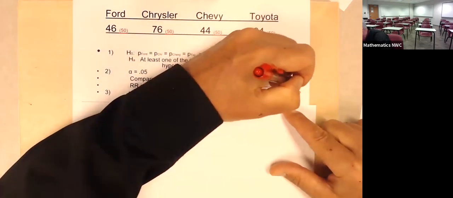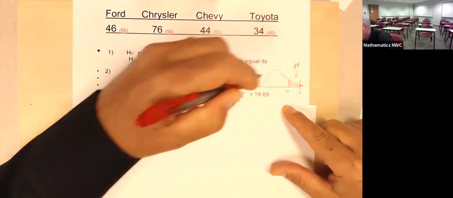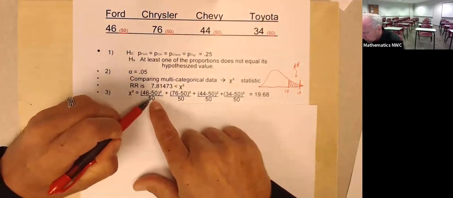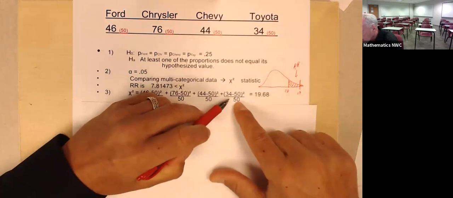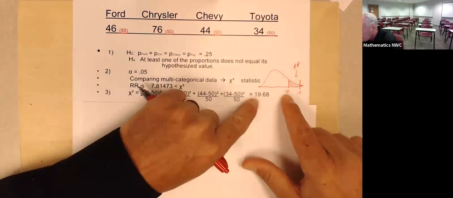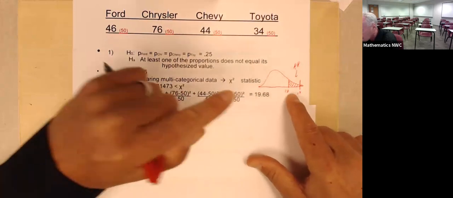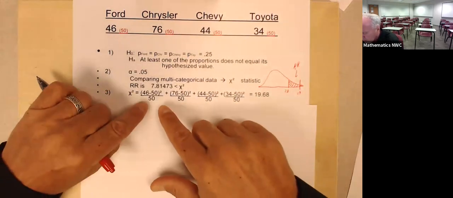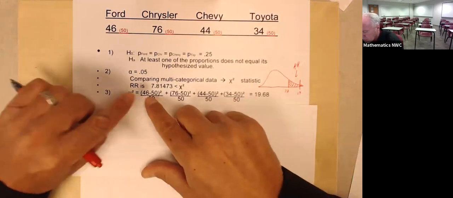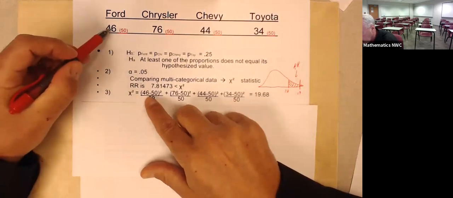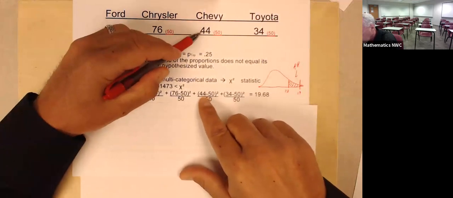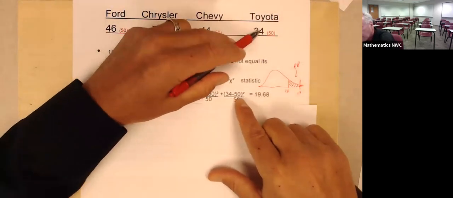All of this is in your rejection region. This one right here generated a large amount. This one, pretty large amount as well. But those two especially made this number big enough to get over into our rejection region. That's what I'm hoping you understand when you calculate the chi-square. This 46 came from right here, minus 50, 76 minus 50, 44 minus 50, 34 minus 50.